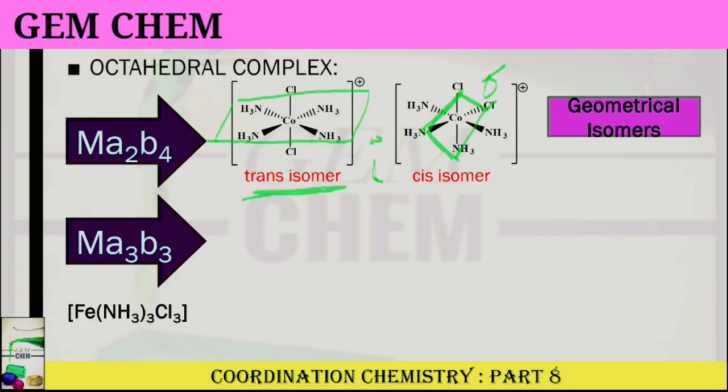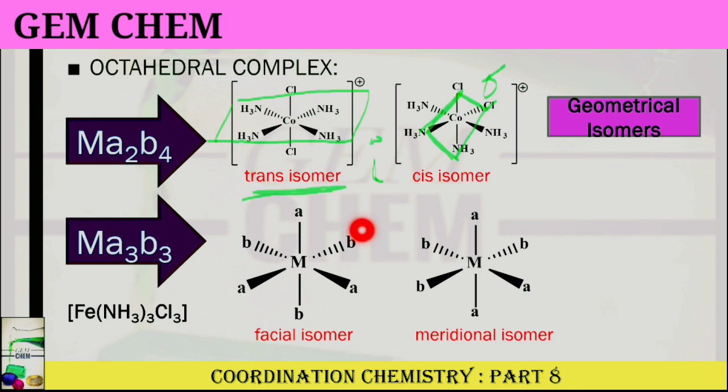Next we go for our Ma3B3. There are 2 types of ligand, 3 in number each. So from here you can see that in the first case you have a facial isomer, that is, in a triangular form you have the same ligands placed, whereas in the next one no such arrangement is made. Any one vertex of the triangle is exchanged by another ligand. So this is known as the facial isomer and this is known as the meridional isomer.